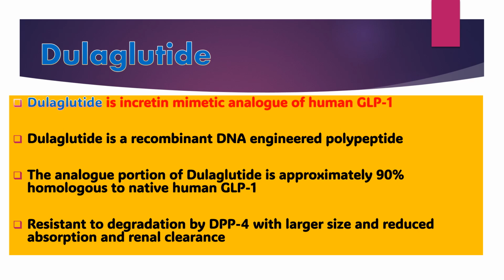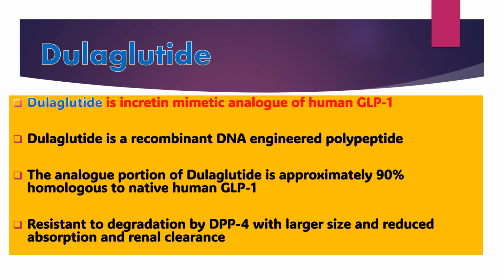What is dulaglutide? Dulaglutide is an incretin mimetic analog of human glucagon-like peptide 1. The drug is a recombinant DNA-engineered polypeptide. The analog portion of dulaglutide is approximately 90% homologous to native human glucagon-like peptide 1.